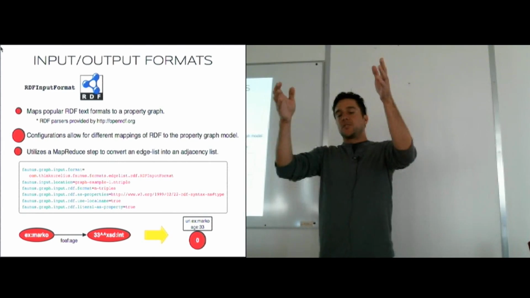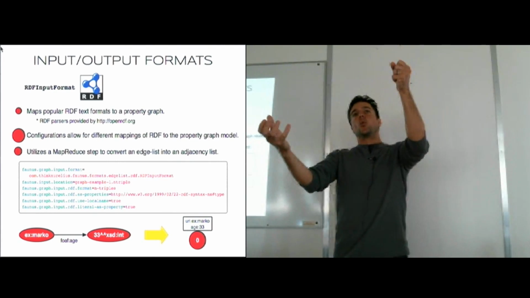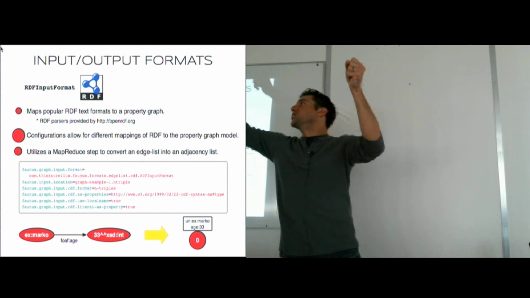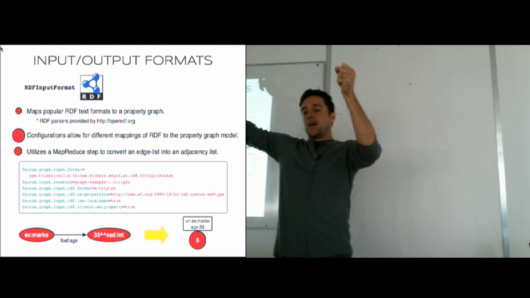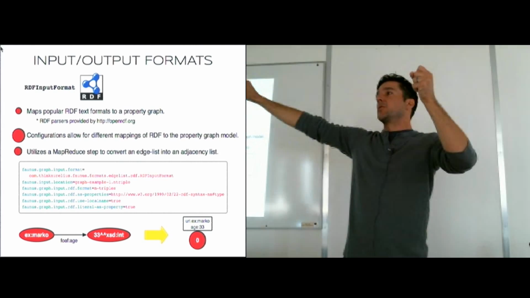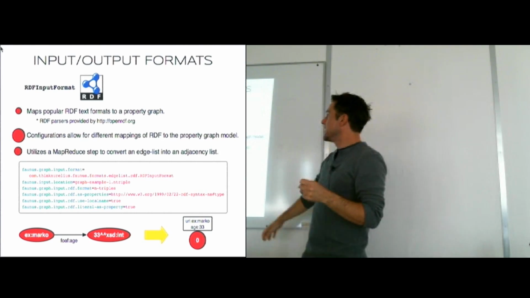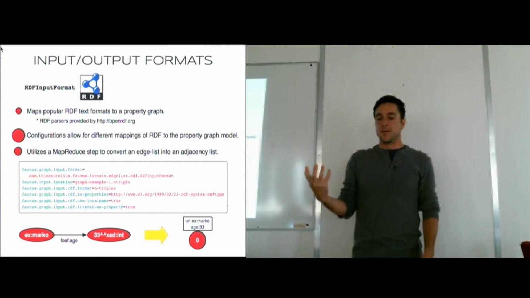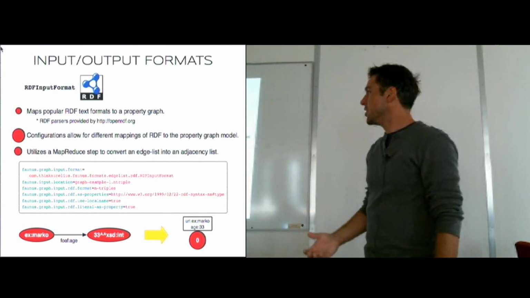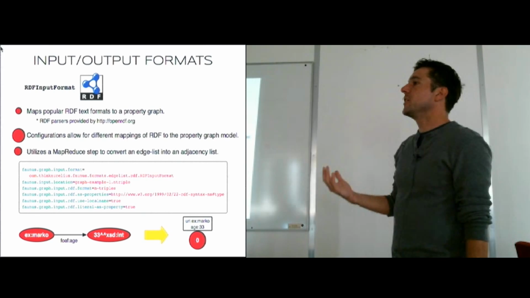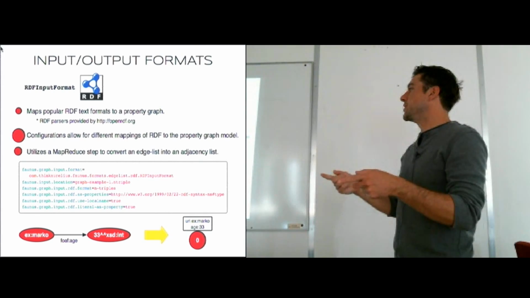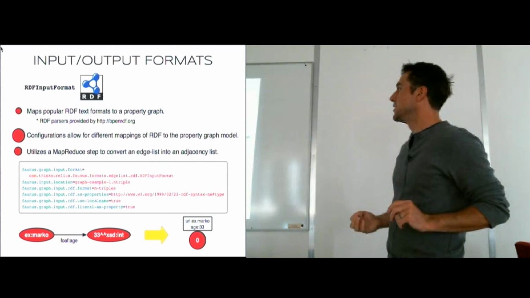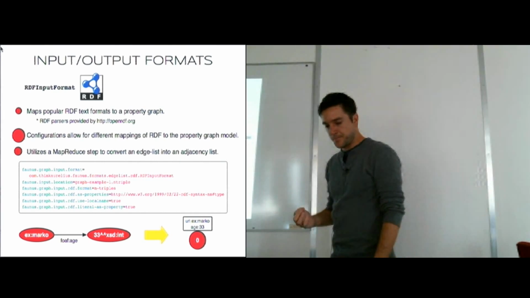It's a simple MapReduce job to take an edge list and join on the reduce for the particular vertex, and you have all the edges in the edge list associated with that particular vertex to make it an adjacency list. So it's a MapReduce step to go from edge list to adjacency list, and that's how we keep that adjacency representation. So if you're going to input an RDF graph into Faunus, there's a pre-done MapReduce step that turns the edge list into an adjacency list.